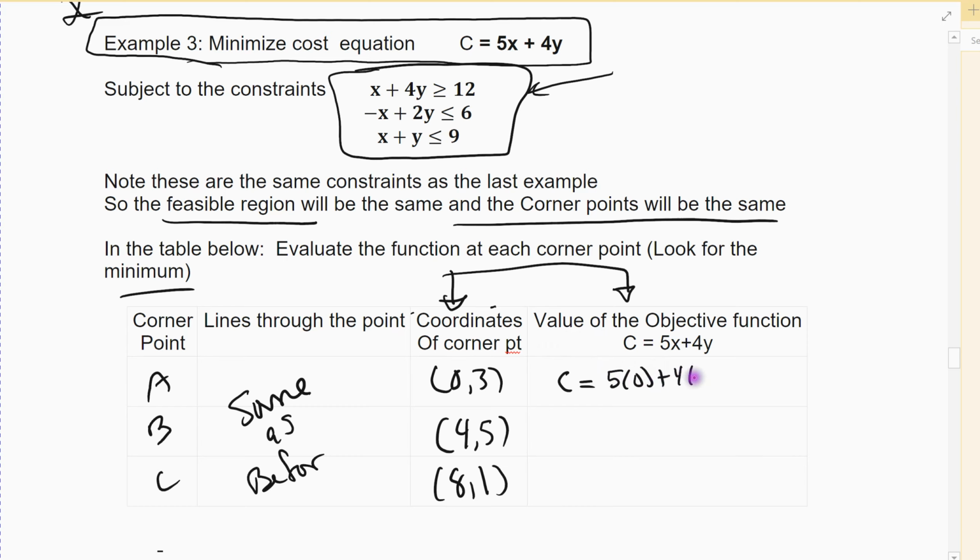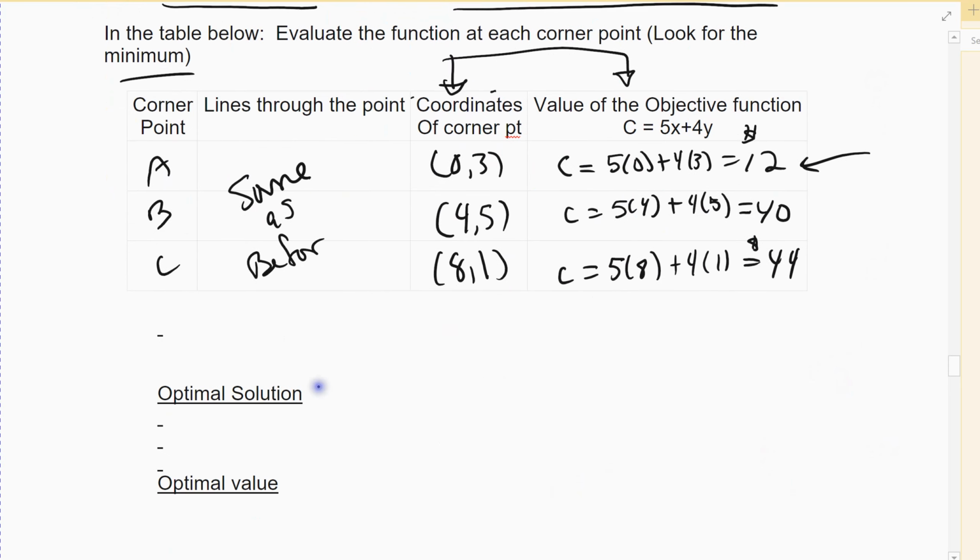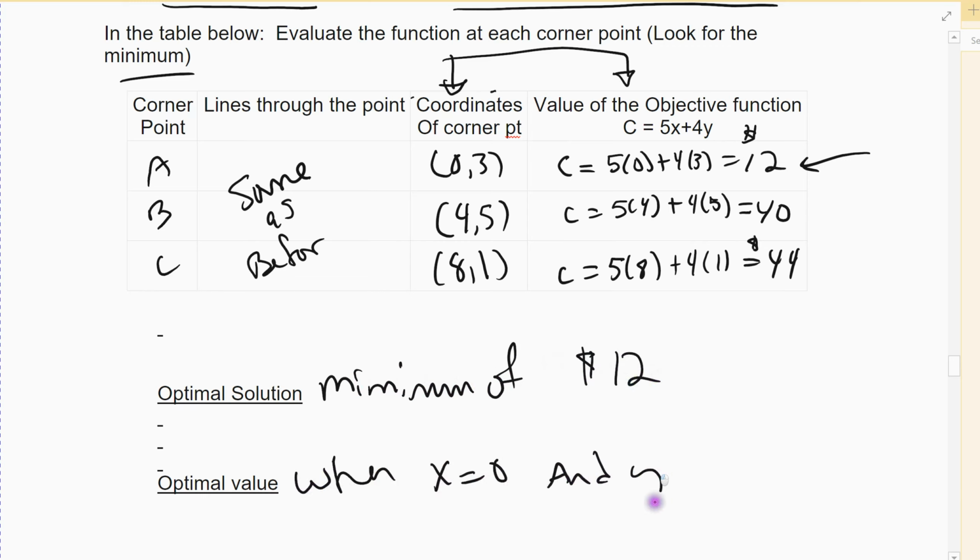5 times 0 plus 4 times 3 comes out to 12. 5 times 4 plus 4 times 5 comes out to 40. And 5 times 8 plus 4 times 1 comes out to 44. And so this is my smallest. And so the optimal solution is we have a minimum of 12 when x equals 0 and y equals 3. And at that corner point is my minimum.